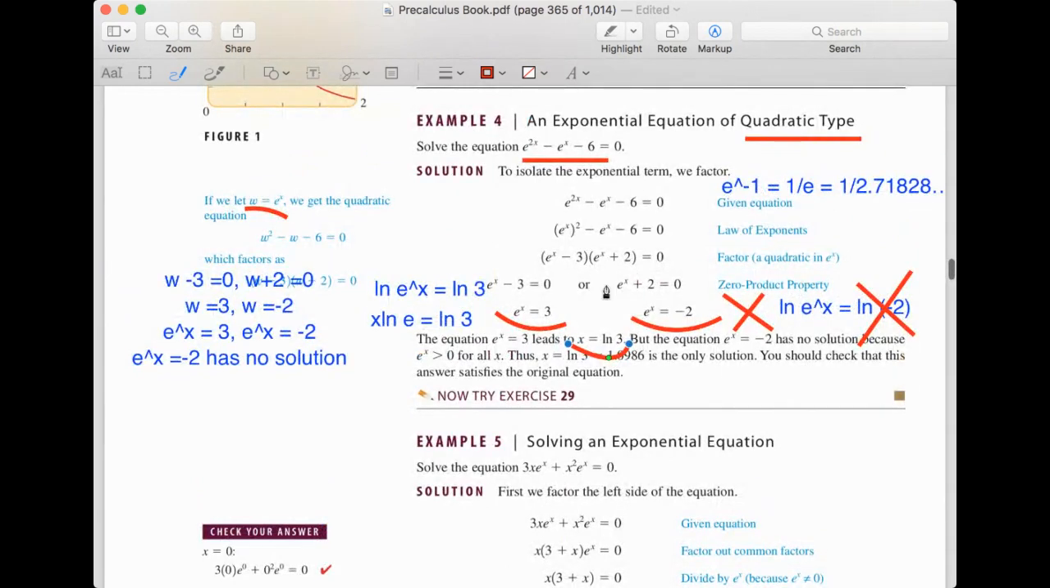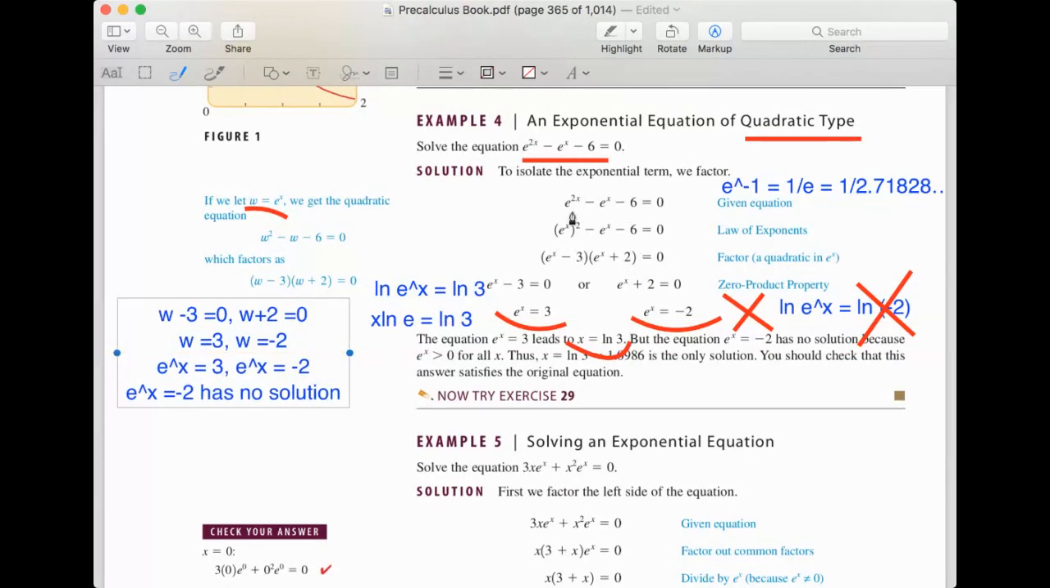So this one might be a little bit difficult, so you can do this substitution. If you understand, you could do this. Because e to the 2x we can write as e to the x squared, so this is a square term. Then we can factor this out, e to the x minus 3, e to the x plus 2. If this is confusing, you can substitute into a variable.